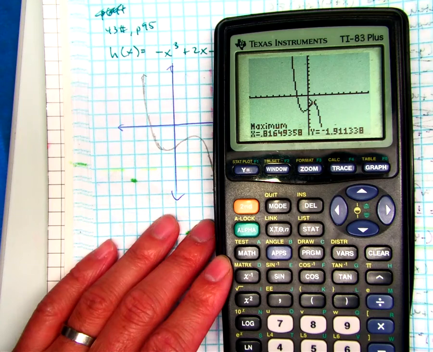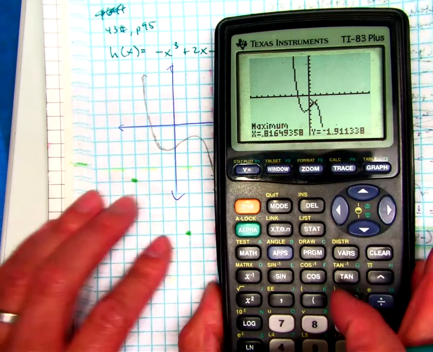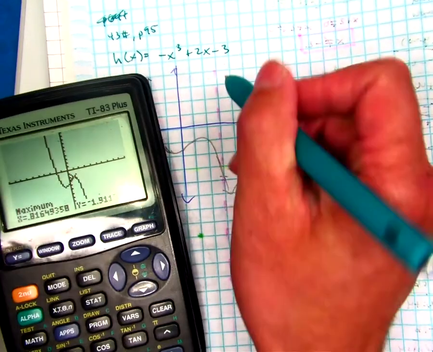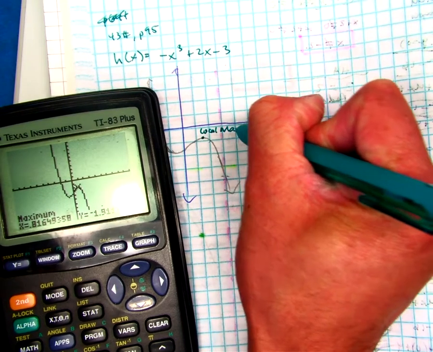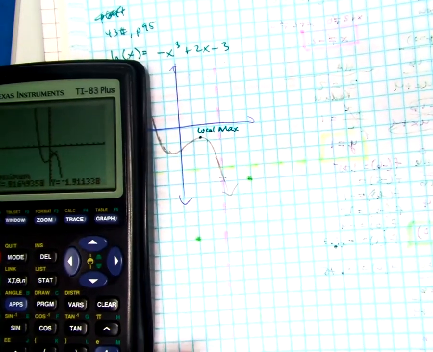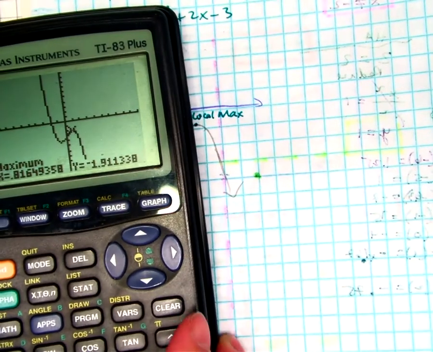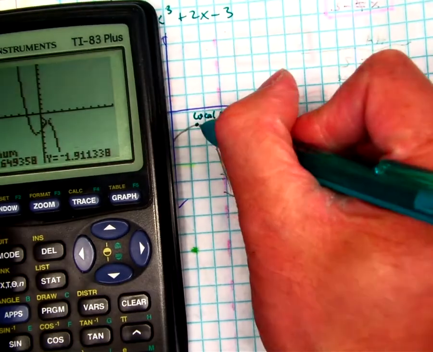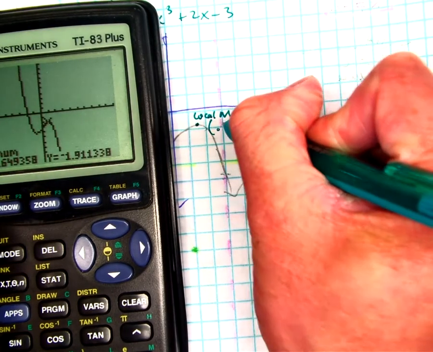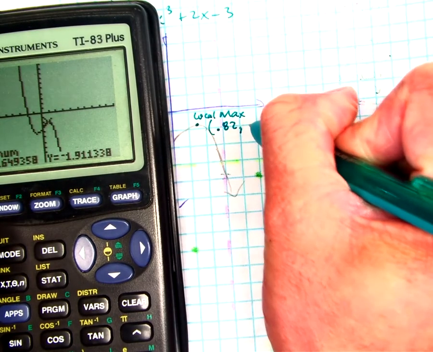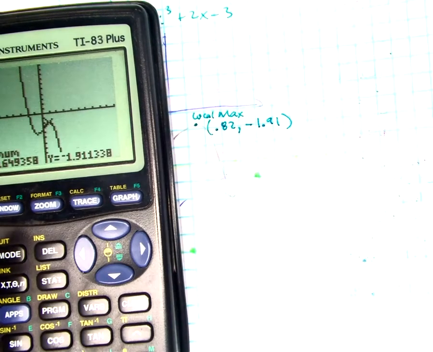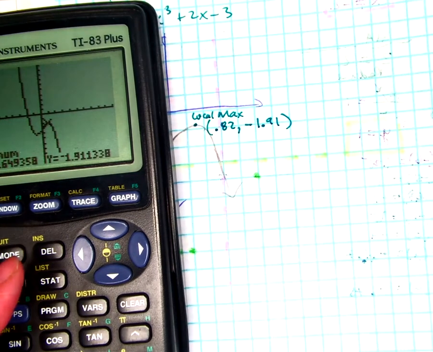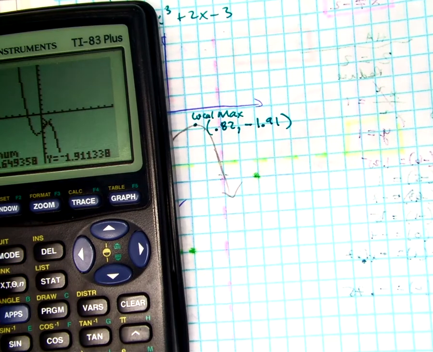Okay, it tells us the max is, let's write this down. Our book said the local max is the point, so this point right there is 0.82, comma, negative 1.91. We're okay so far?